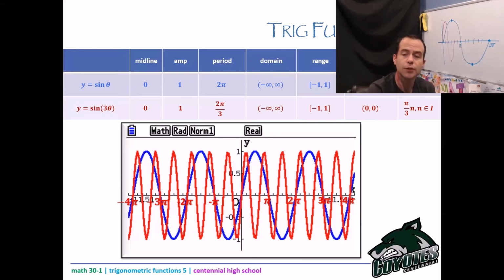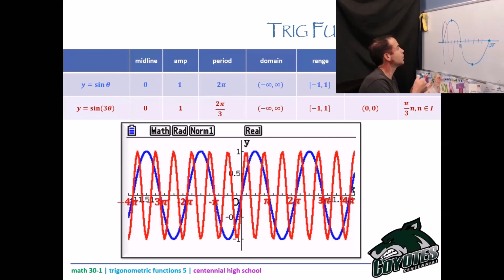Okay, so how did it affect the parameters? Well, it didn't affect the midline. It didn't affect the amplitude because it wasn't the amplitude. The period, we've talked about how it affects. The period is now going to be 2 pi over 3. Doesn't affect the domain and range. It doesn't affect the y-intercept. It does affect the midline intercept. So again, I just want to have a quick conversation around those guys.